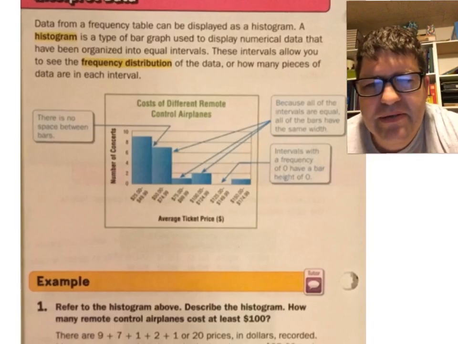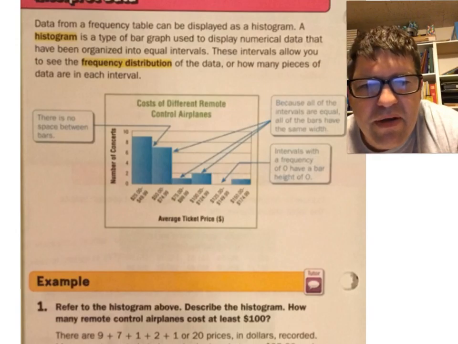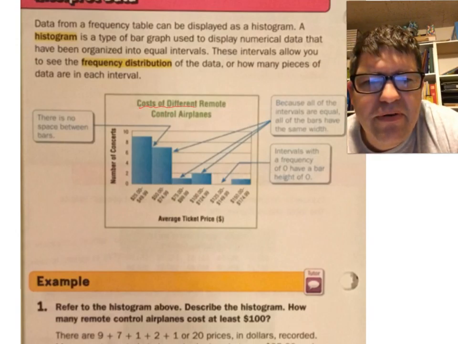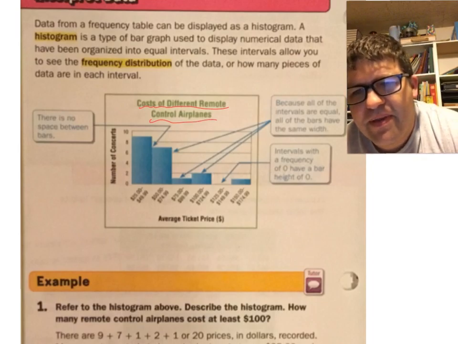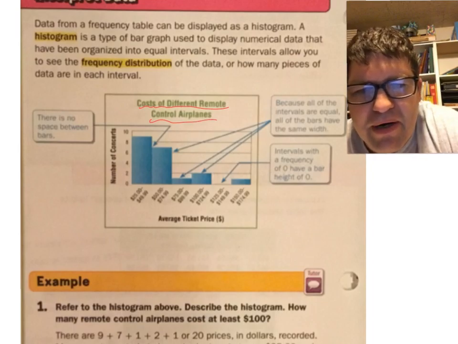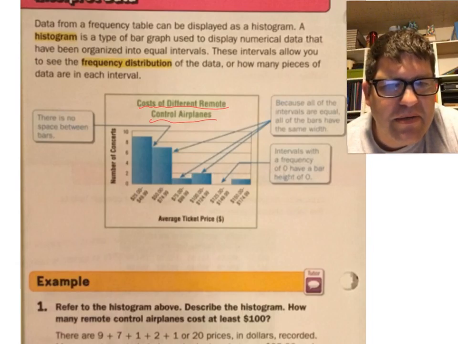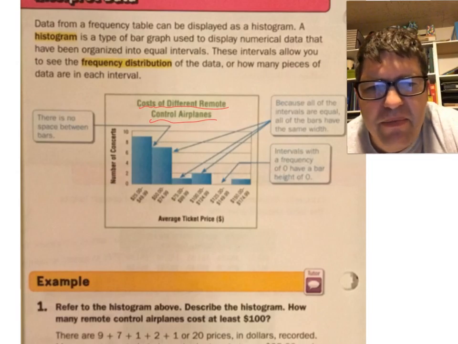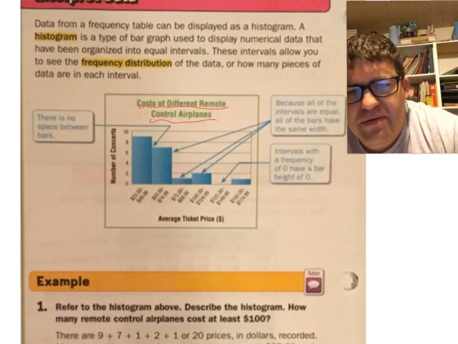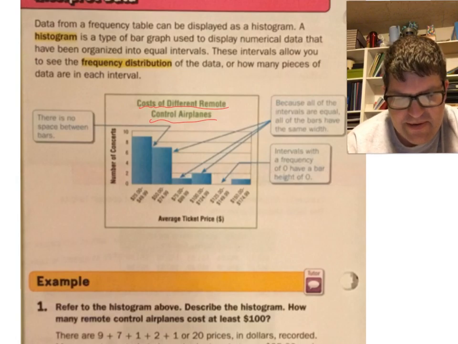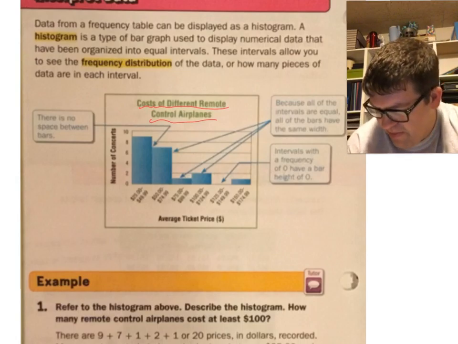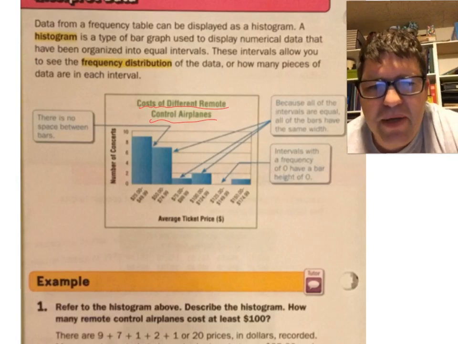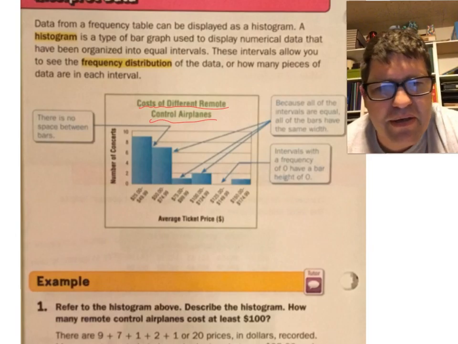So what we have in this chart right here, we have the costs of different remote control airplanes. There's no space between these bars, and because all of the intervals are equal, all of the bars have the same width. And it's really hard to see. You could get your book, and you'd go to page 872, and you'd be able to see these dollar amounts more clearly.